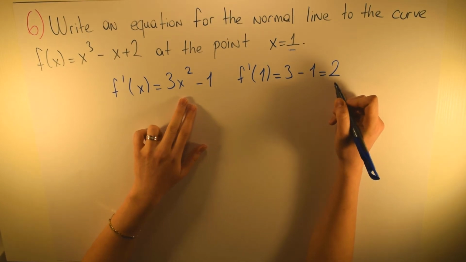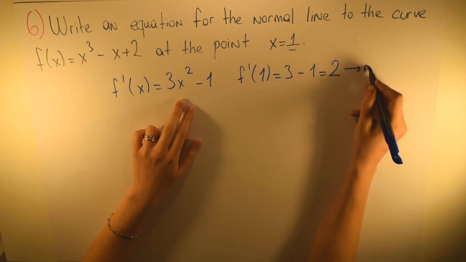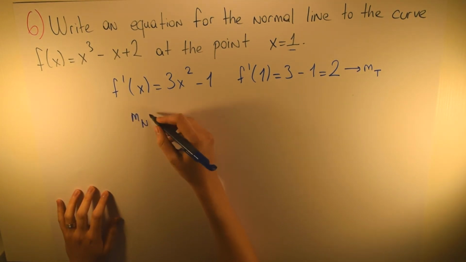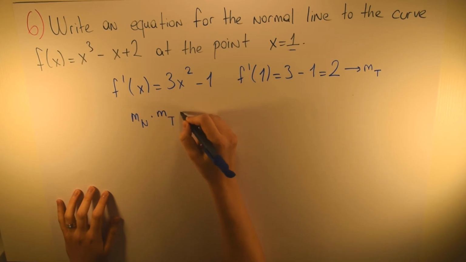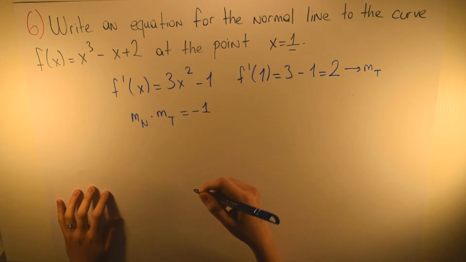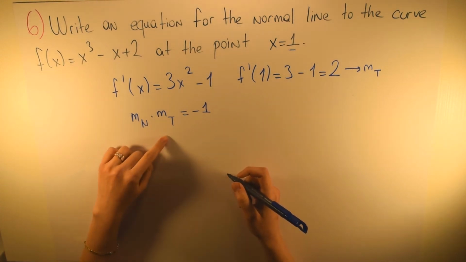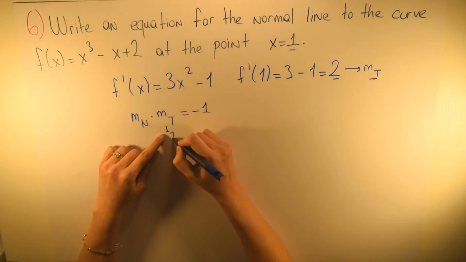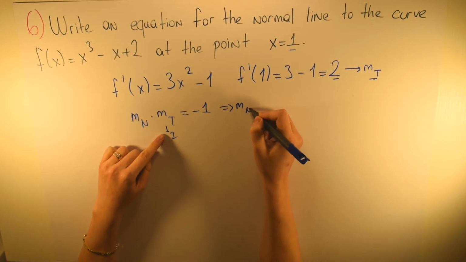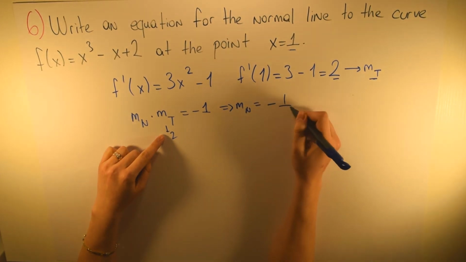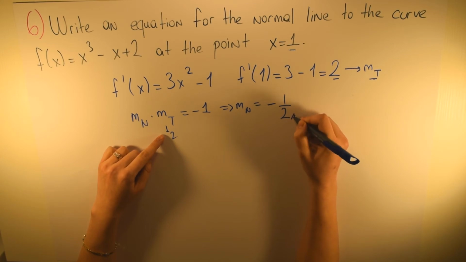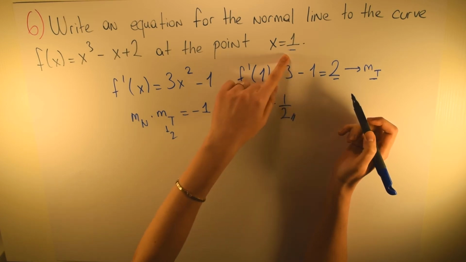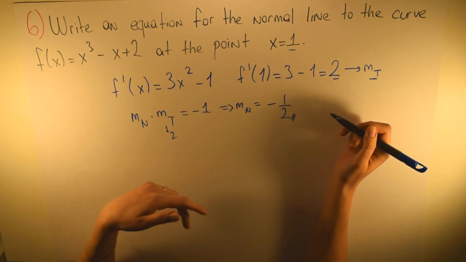So this value is the slope of our tangent line, which is equal to mt. I know that mn, the slope of the normal line, times mt is equal to minus 1. Why? Because they are perpendicular to each other, right? So I know the value of mt, which is equal to 2. So from here, mn is equal to minus 1 over 2. Now we know the slope, and we know one point, where x is equal to 1 here. So we can find y from that, and we can write the equation.